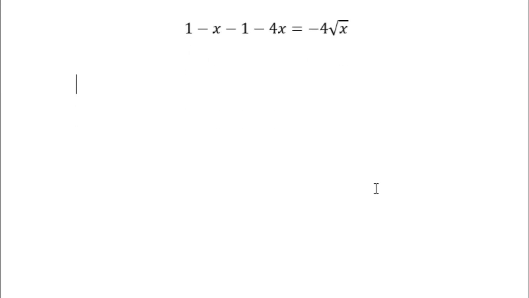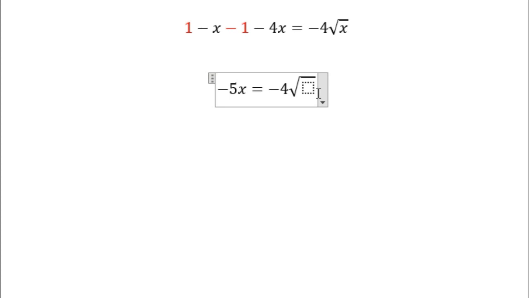Okay, so in this case we combine like terms. This 1 we have here goes away with this 1. They cancel each other because they are subtracting. 1 minus 1 is 0. So we have minus x minus 4x, which are equal to minus 5x. And this one is equal to minus 4 square root of x. Okay.